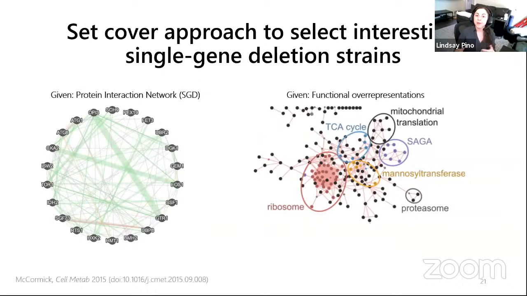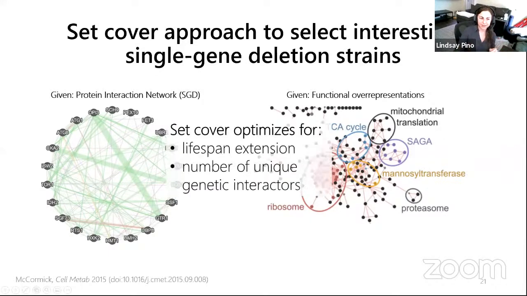So I picked a couple of these single gene deletion yeast strains and I wanted to grow them up in bulk, measure their proteomes with DIA, and I was going to see this beautiful signature in the proteome. I did what's called a set cover approach. Given two sets of information, I gave it the functional overrepresentations and this protein interaction network because I wanted to optimize for a couple of things.